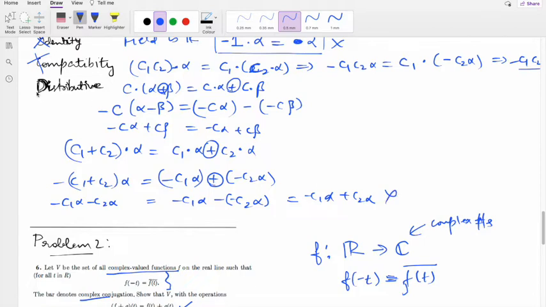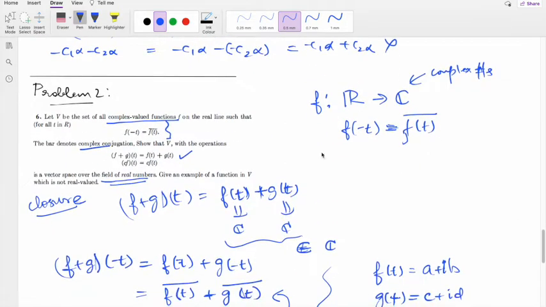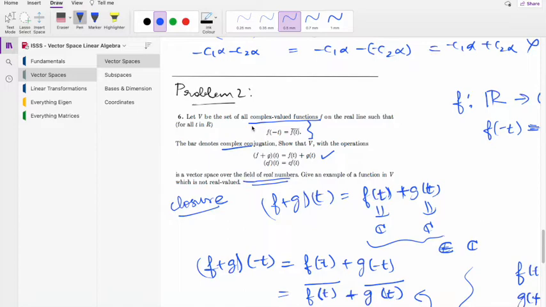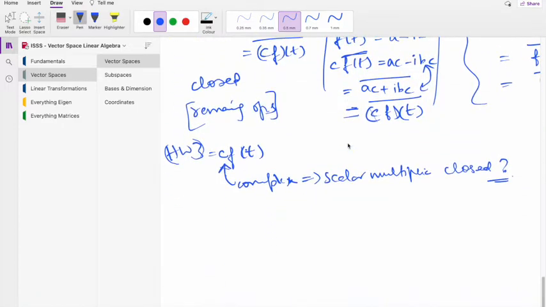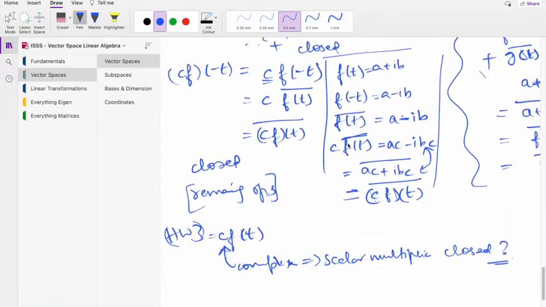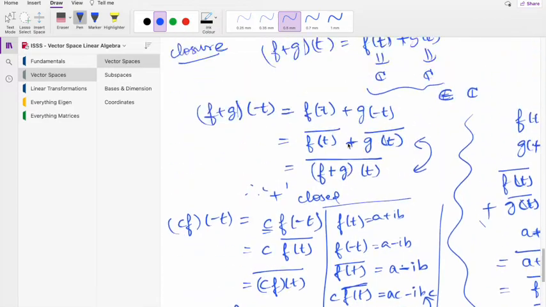So distributive has two properties: one is satisfied, two is not satisfied. In this way you can check exactly whether the given operations on the given set form a vector space or not. And we also did this problem last time, which showed how to prove things like closure and so on.